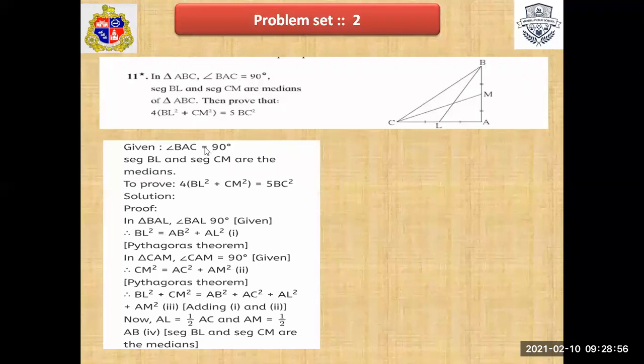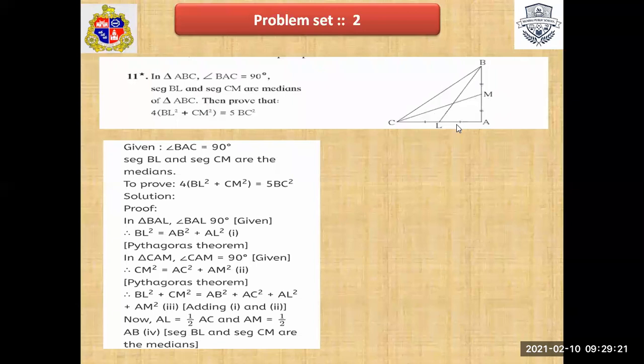So first we write given. Given is angle BAC equal to 90 degrees, and BL and CM are the medians. What we have to prove? We have to prove that 4 times bracket BL square plus CM square is equal to 5 BC square. So let's start. In triangle BAL.